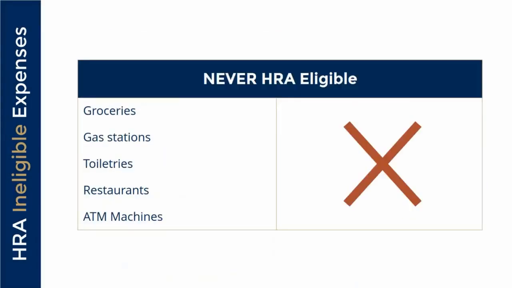Some things that are never HRA eligible, and I only bring them up because we do get these questions. You can't buy groceries. Doesn't work at a gas station. Toiletries, unfortunately, not allowed. Same thing for restaurants. And like I said, there is some confusion. People thought that if they submitted claims, the money was going onto that HRA card. It won't work at an ATM to try to get cash. Just another means to hit your account.